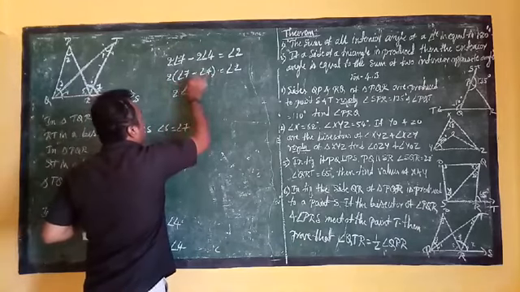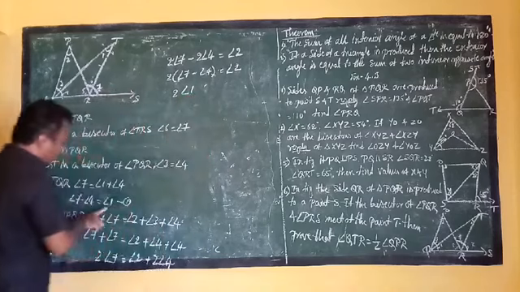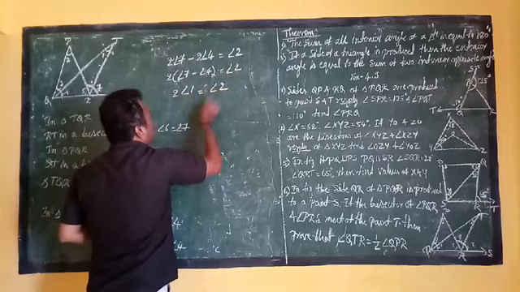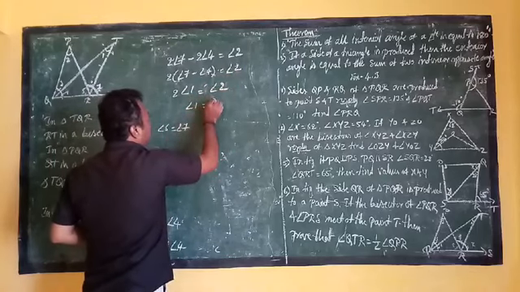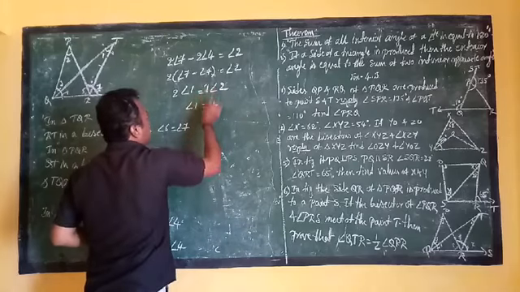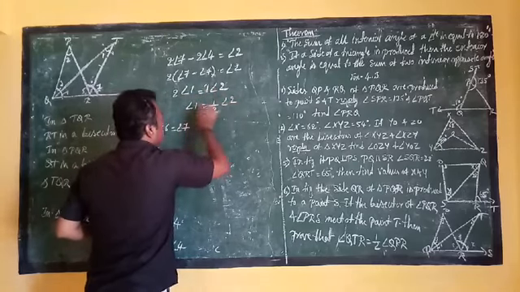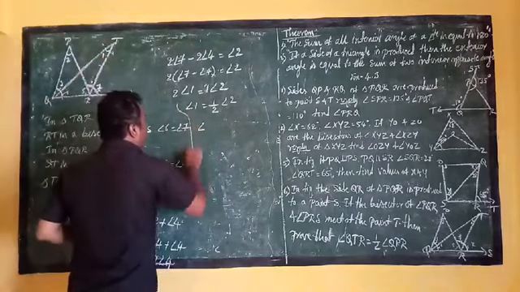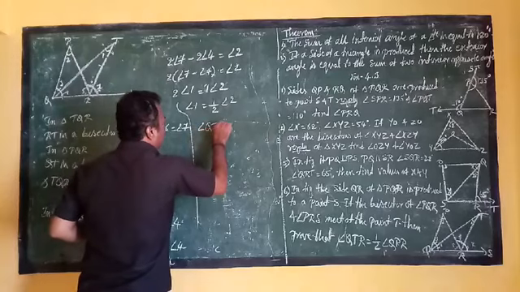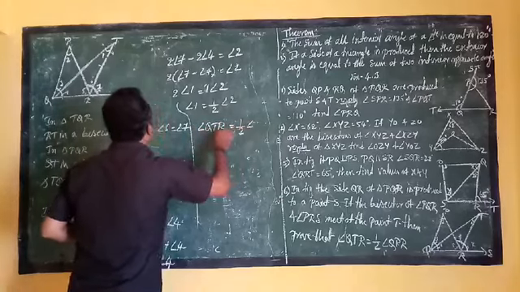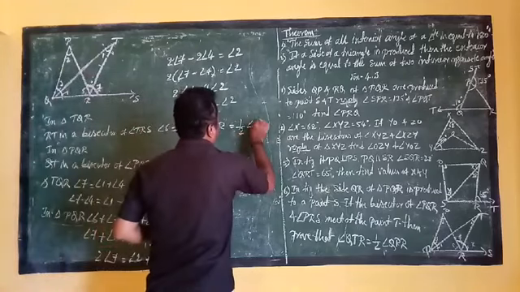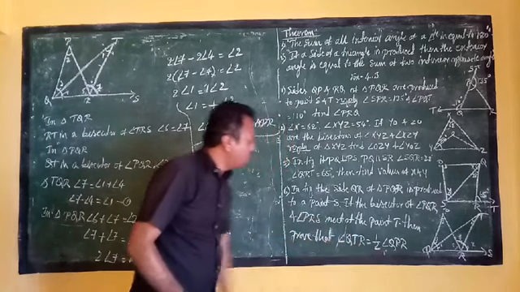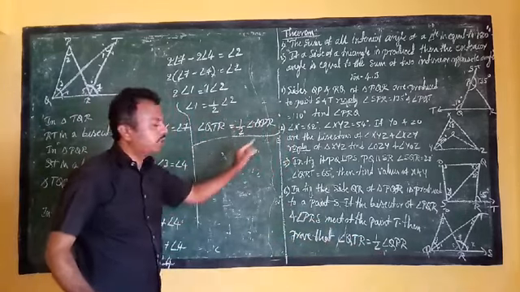Therefore, angle 7 minus angle 4 is angle 1 from equation number 1. So 2 times angle 1 is equal to angle 2. Therefore, angle 1 is equal to half of angle 2, which is 1 divided by 2 times angle 2. So what is angle 1? QTR. Therefore, QTR is equal to half of angle 2, meaning QPR. Hence the proof. See, QTR is equal to half of the angle QPR.